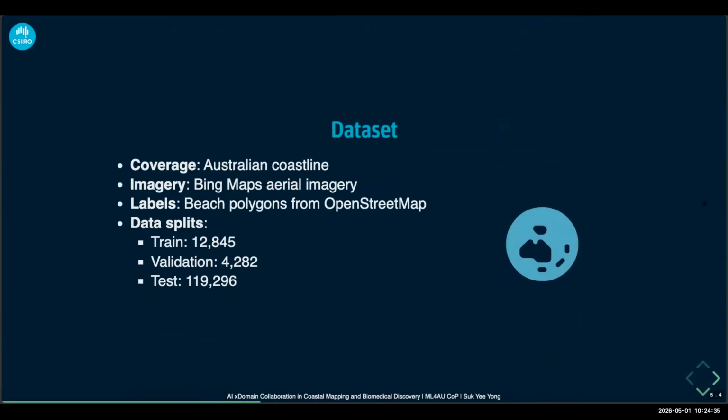So just a brief overview of the data set. The coverage is the Australian coastline, which my collaborators have put a lot of effort into downloading and preparing. The imagery is from Bing Maps, and we also have S3 imagery as well. The labels are the beach polygons from OpenStreetMap. We split the data set into, the numbers there if you're interested. It's actually quite large, and we have huge coverage of essentially the whole Australian coastline.